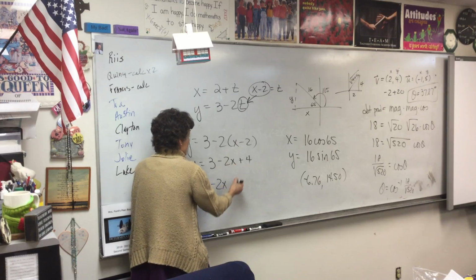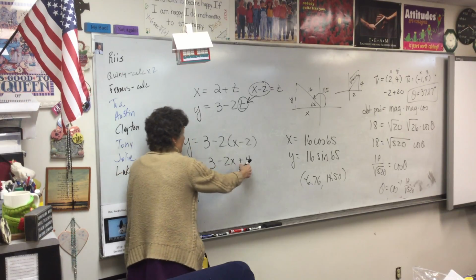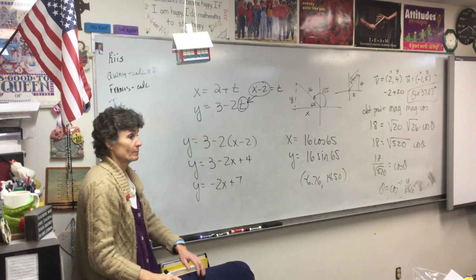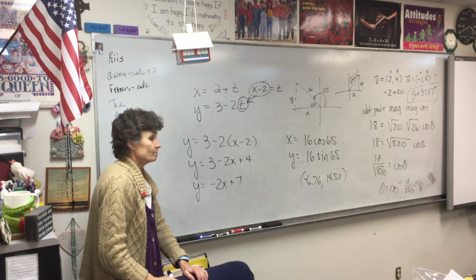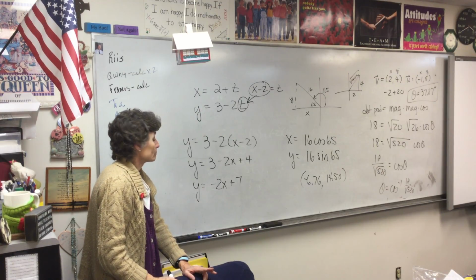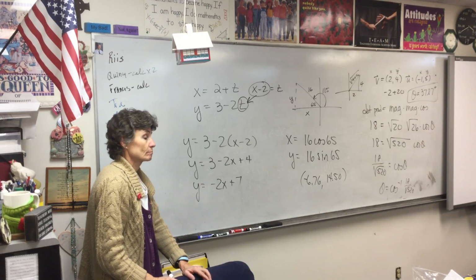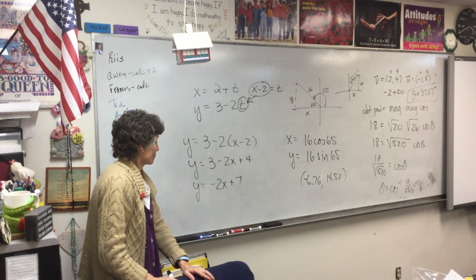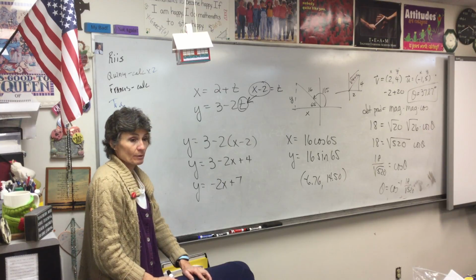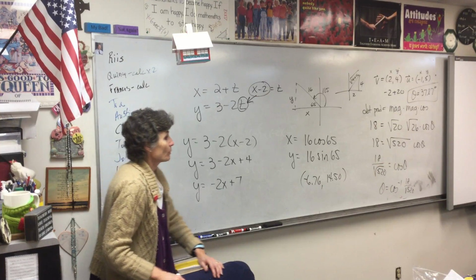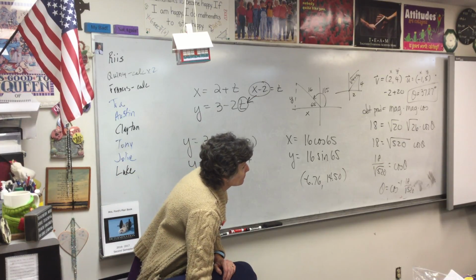Actually, it would be negative 2x plus 7. 3 and 4, they're both positive, so we're going to add them up. Is that okay with everybody? So how do we eliminate the parameter? We use substitution.